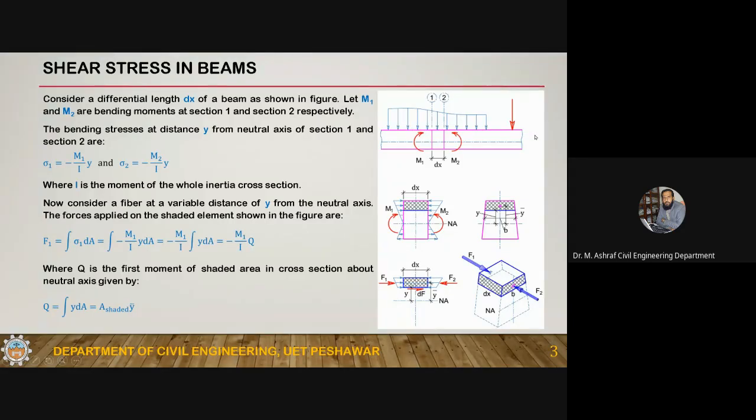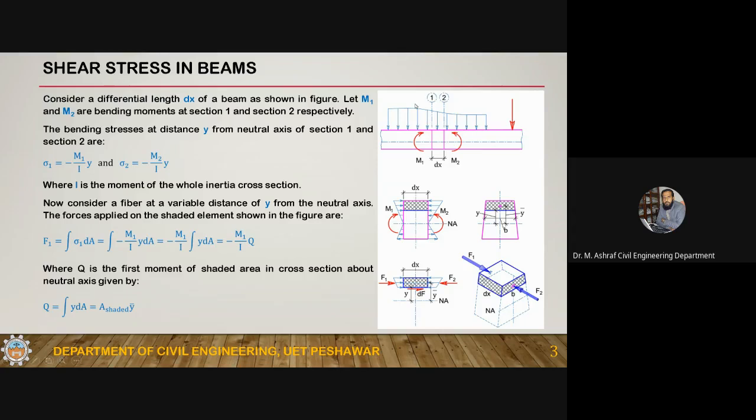and as the loading is variable along the length of the beam, so the shear force and the bending moment will vary along the length of the beam. So let's suppose that the bending moment at this section 1 is M1 and at section 2 is M2. I've shown both of them as a positive value, though this one is clockwise and this is counterclockwise, but both of them are representing positive value.